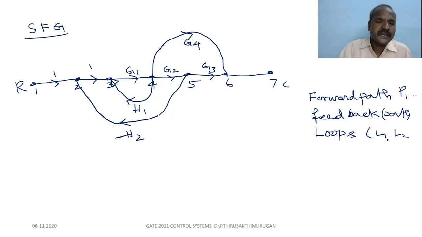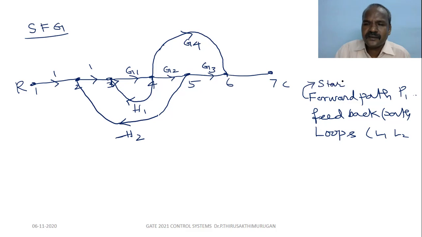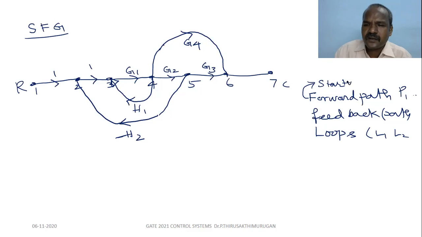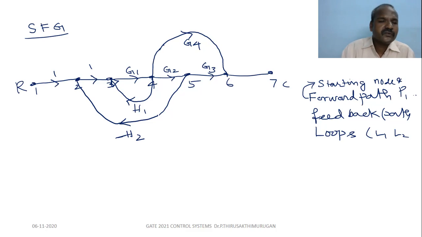What does forward path mean? If you start from the starting node and end at the ending node, there are many possible paths, not only a single forward path. There are many forward paths. This is the starting node, and this is the ending node.